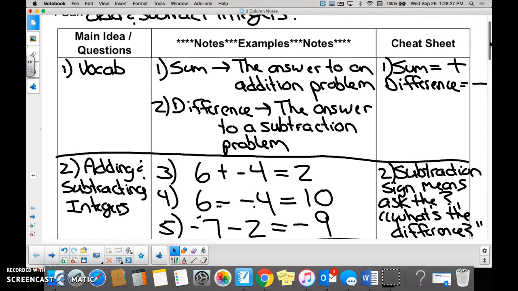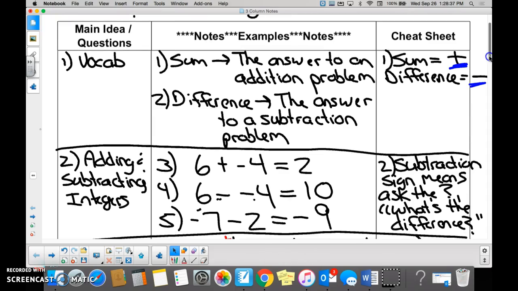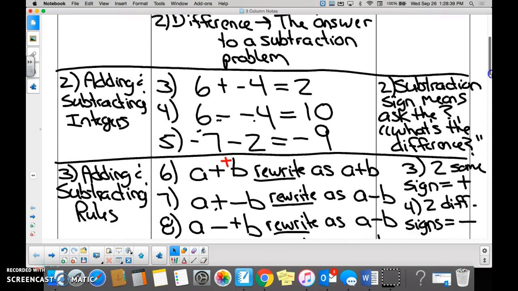You guys, sum and difference. Sum means you are adding. Difference means you are subtracting. Okie dokie. We're going to skip right on by number 2, and we're going to go to number 3.